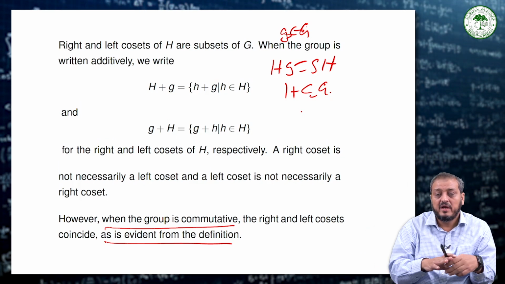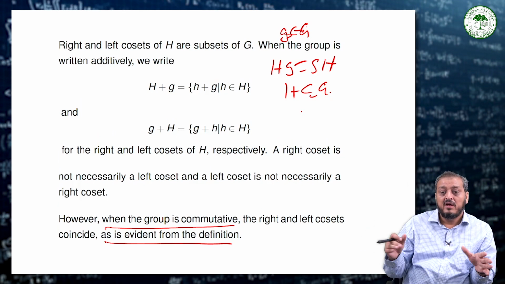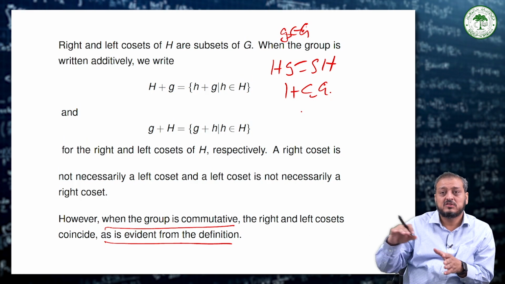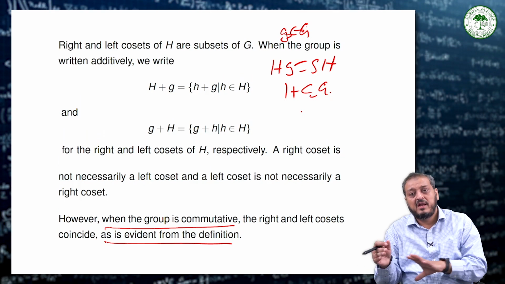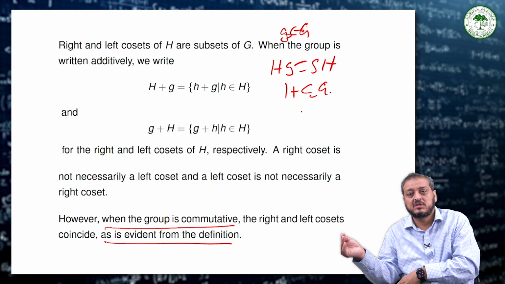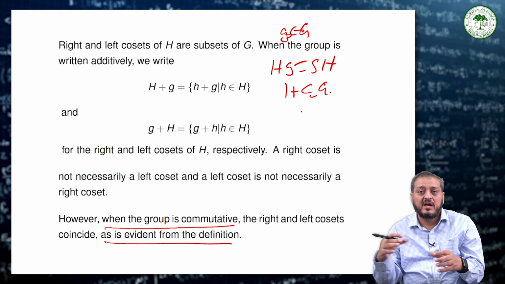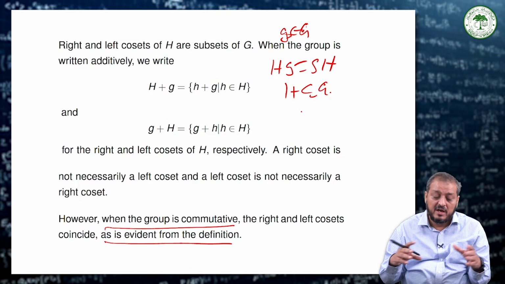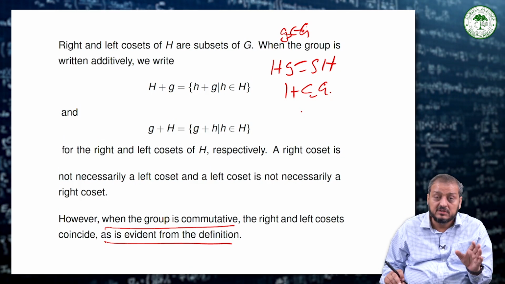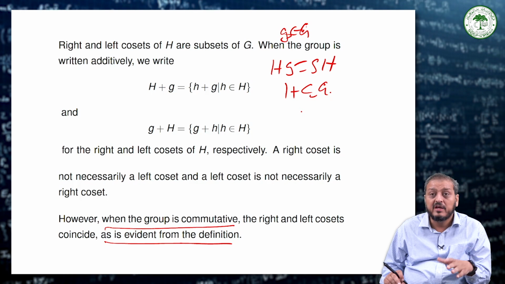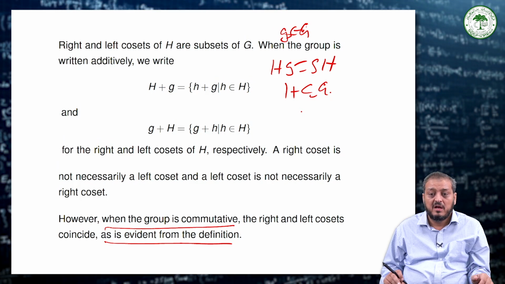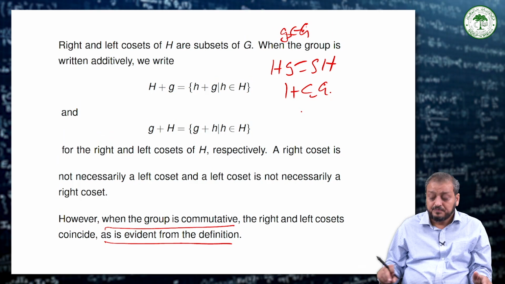So, we can simply say that in general the right coset is not the same as the left coset, and the left coset is not the same as the right coset, but whenever the group is abelian, the right and left cosets coincide, and by the definition this is very clear.